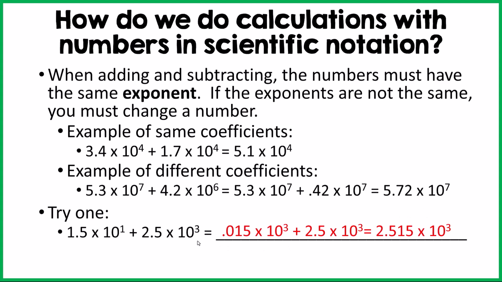And I've decided to convert them both to 10 to the 3rd. You might have chosen to convert them both to 10 to the 1st, but your answer should be the same. So if we convert them both to 10 to the 3rd, we end up with 0.015 times 10 to the 3rd. Again, this is a temporary fix that allows us to have the same exponent. And this one we're going to keep the same. And we add these coefficients together, we end up with 2.515 times 10 to the 3rd.